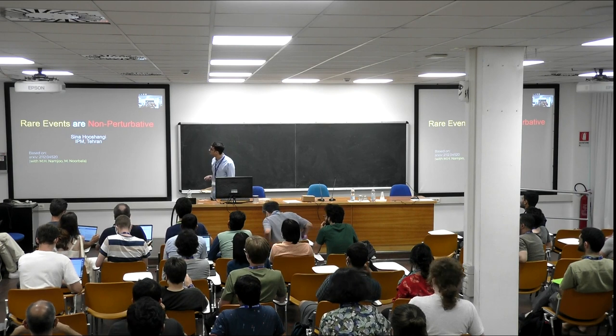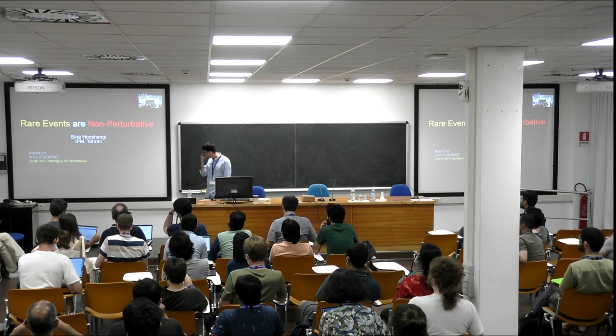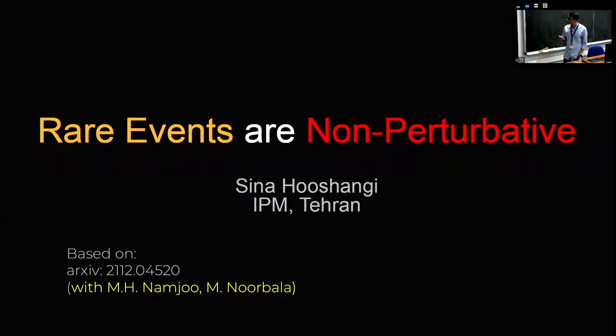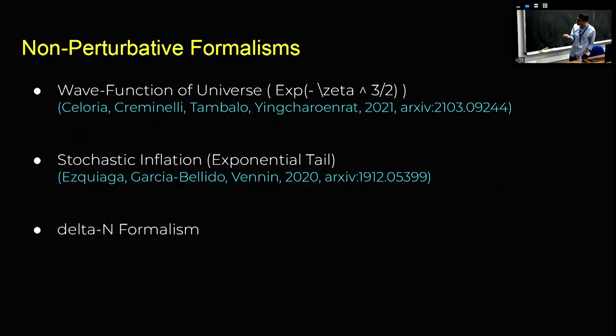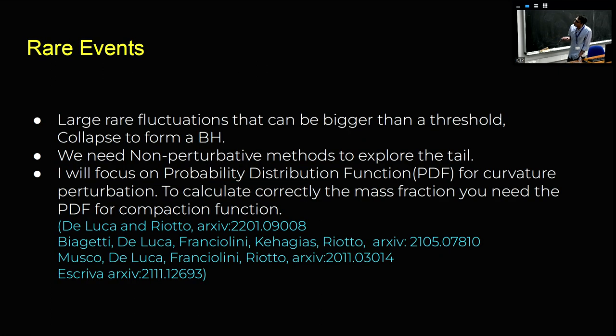Good afternoon. My name is Sina. I'm a PhD student at IPM Tehran, and I'm going to talk about this work. We know that large fluctuations can be generated during inflation, and when re-entering the horizon after inflation during the radiation-dominated era, if the amplitude of the fluctuation is greater than a threshold, the mass inside the horizon will collapse to form a primordial black hole.